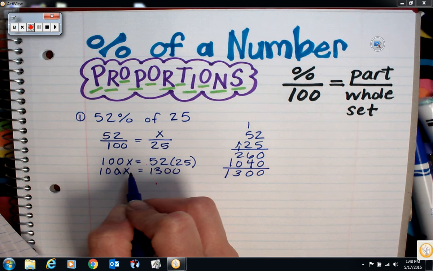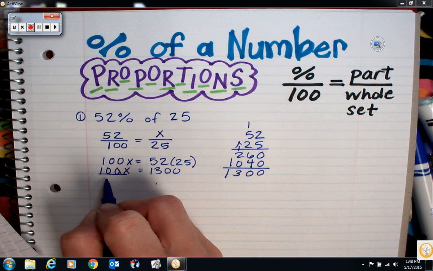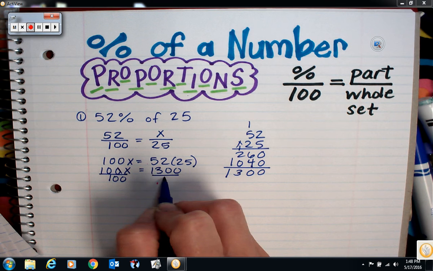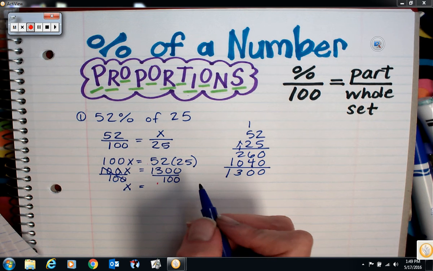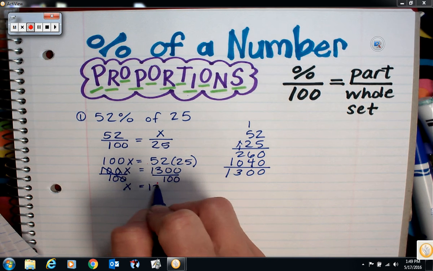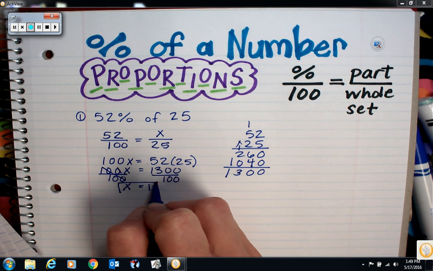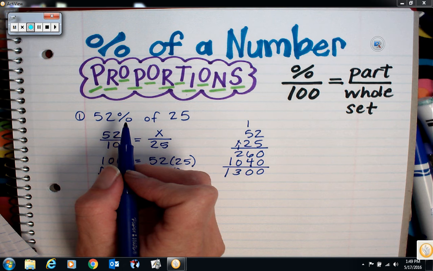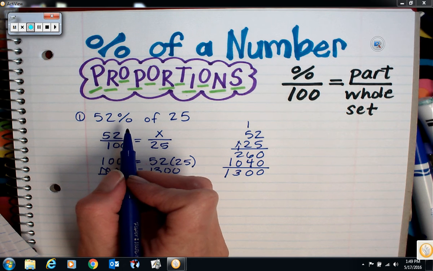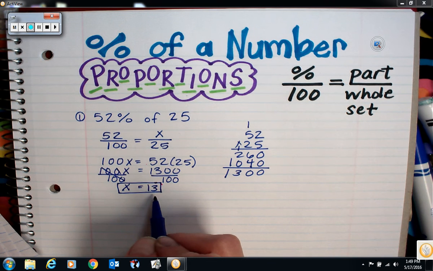I want x by itself, so I'm going to divide both sides by 100 because that's the inverse of multiplying by 100. And 1,300 divided by 100 is 13. So if I go back to my cookies, I know that if I have 25 cookies and 52% of those 25 cookies have chocolate chips, then 13 out of the 25 cookies have chocolate chips.